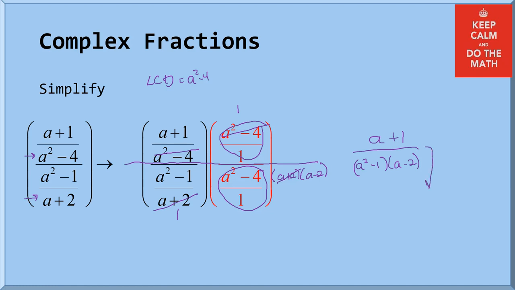Now what I need to do is go ahead and factor the denominator and see what I can reduce. So my numerator will be a plus 1. I will factor my difference of squares: a squared minus 1 will become a plus 1 times a minus 1, times a minus 2. A plus 1 divided by a plus 1 becomes 1, and our final answer is simply the whole number 1 over the product of a minus 1 times a minus 2.